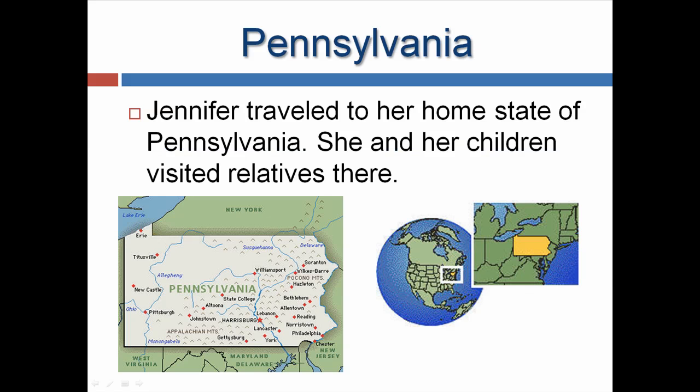The answer is, Jennifer traveled to her home state of Pennsylvania. She and her children visited relatives there. I live in Massachusetts now, so we traveled from here down to here. Both states are on the East Coast, but Massachusetts is in New England, and Pennsylvania is considered a mid-Atlantic state. My relatives are in western Pennsylvania.